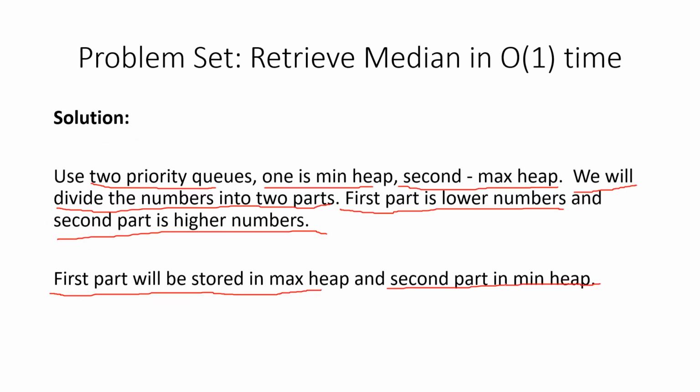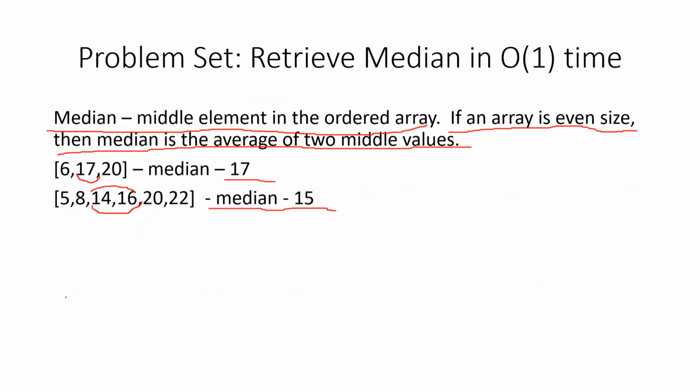Why do we use two priority queues? Why do we use a min heap? Why do we use a max heap? Because if you take a look at a sorted array, and we put the lower half into the max heap and the upper half into the min heap, on the top of both binary heaps we will have the median elements.